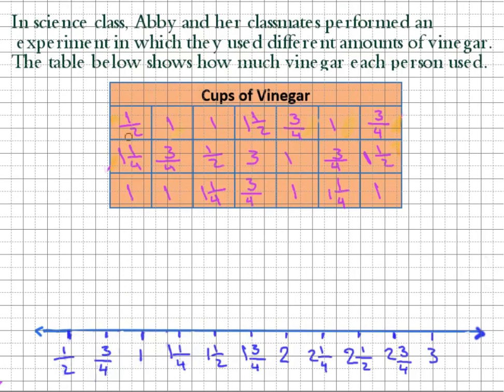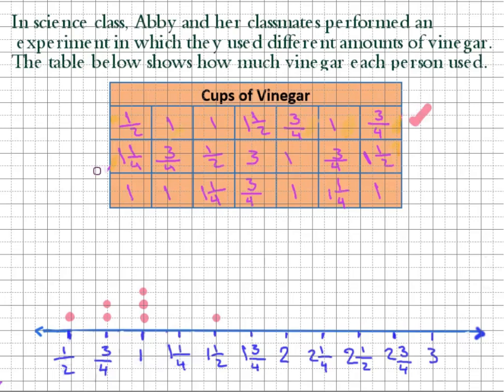The first value was half. We can put a dot above the half. Now 1. Then when I repeat it again, we put another dot. 1.5. 1.5 is here. 3/4. Then 1. 3/4 again. Now we are finished with the first row.